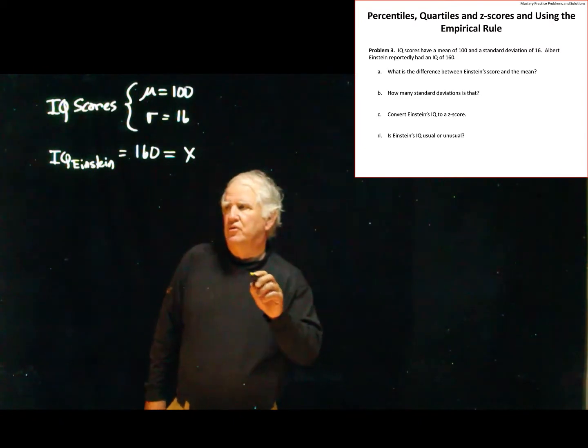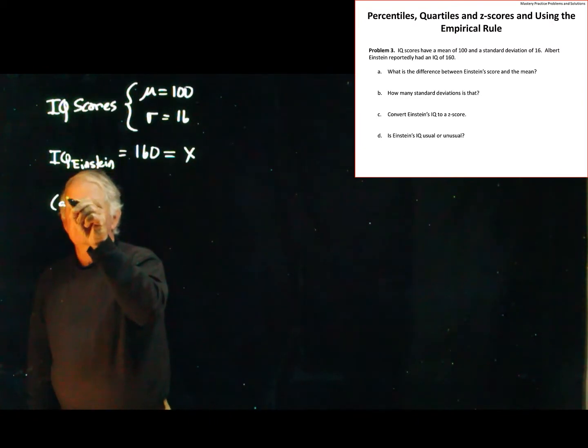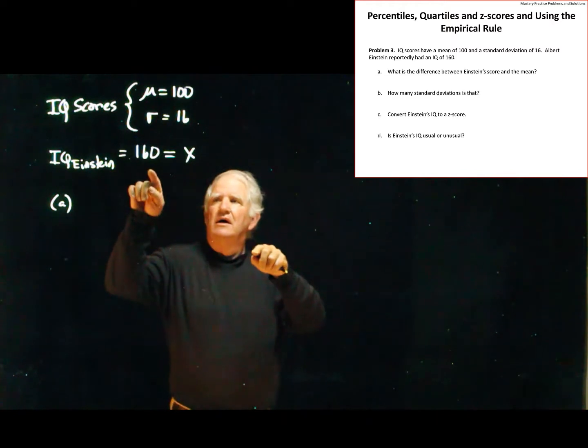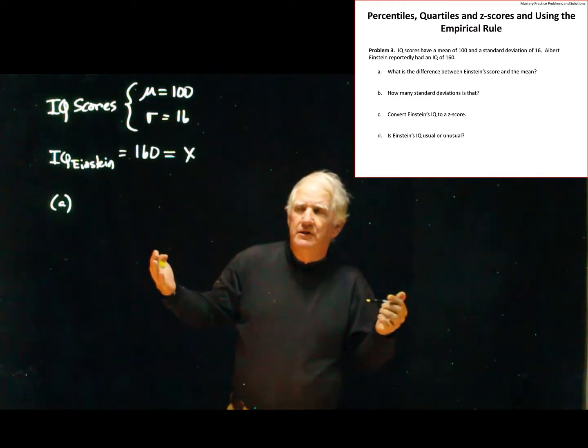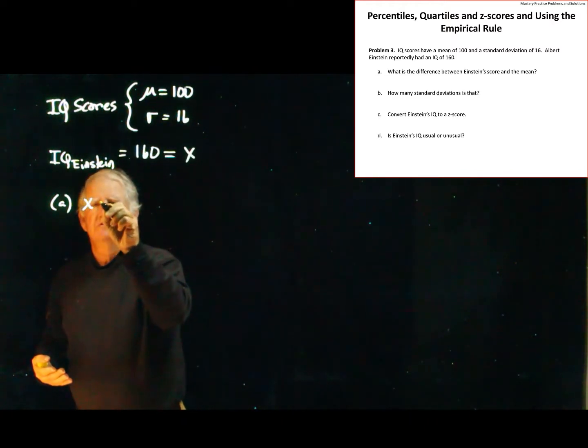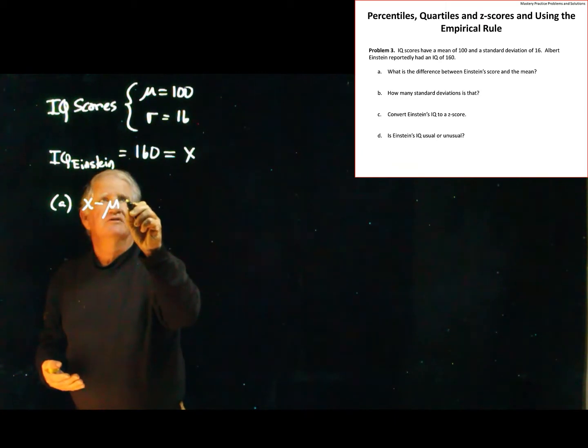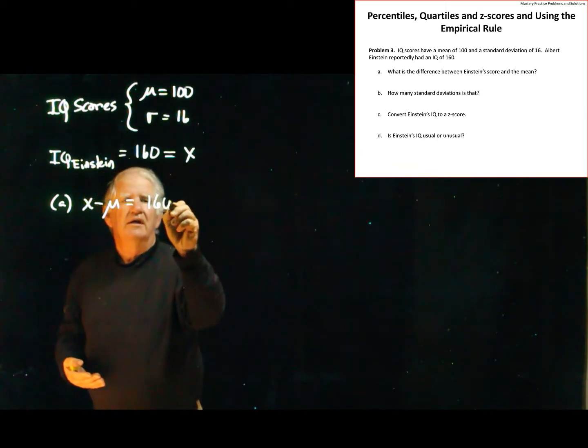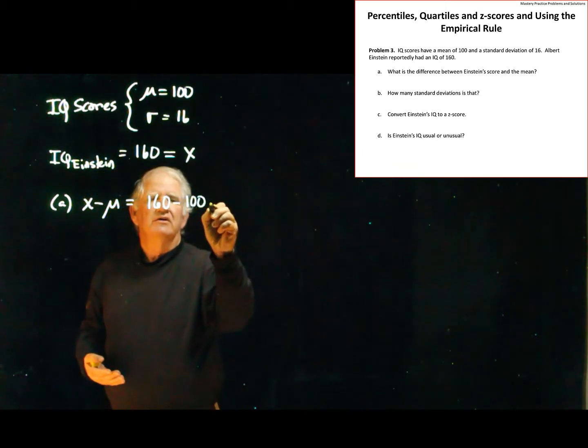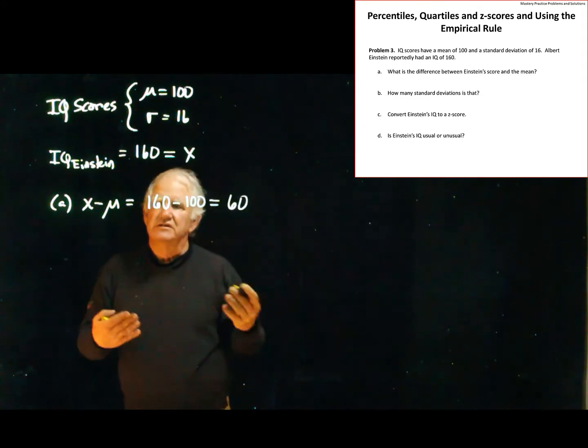So it asks four simple questions. The first one it asks is, what's the difference between Einstein's score and the mean? It's asking for a simple difference. What is X minus mu? How far away is this data value from the mean? And the answer is it's 60 points.